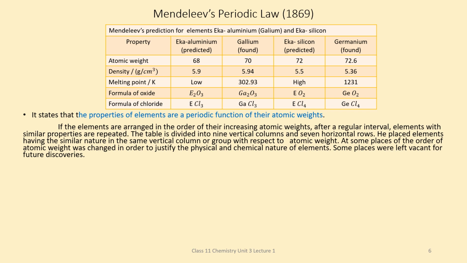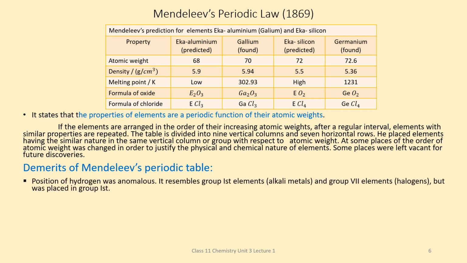Mendeleev's periodic table was published in the year 1905 and it is shown in the next slide. Demerits of Mendeleev's periodic table. Though Mendeleev said properties of elements are a periodic function of their atomic weights, there were certain demerits of Mendeleev's periodic table, and these are: first one, the position of hydrogen was anomalous.